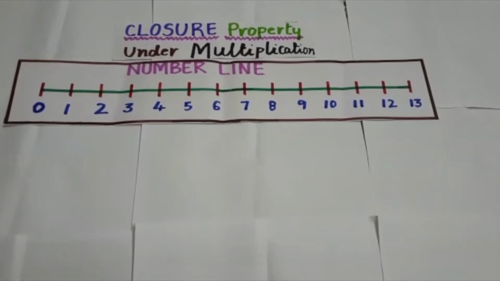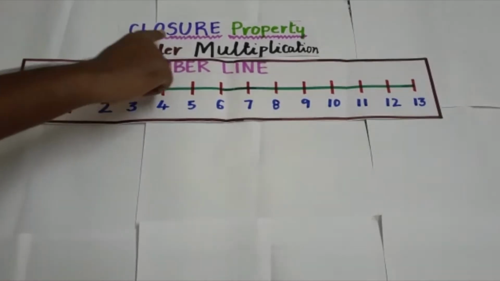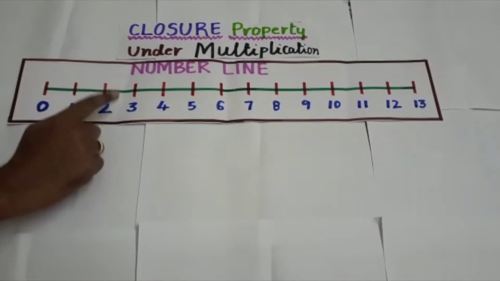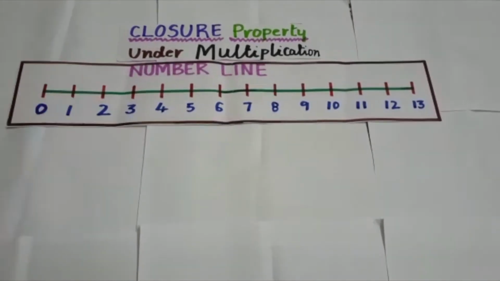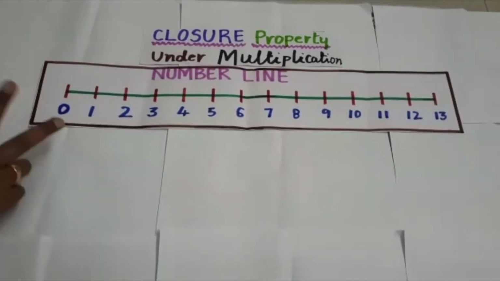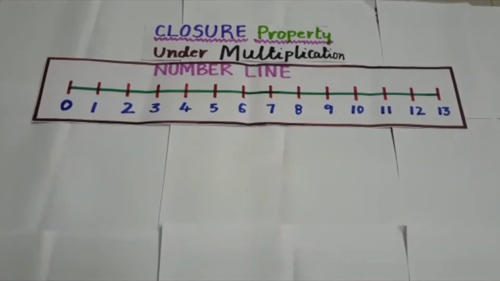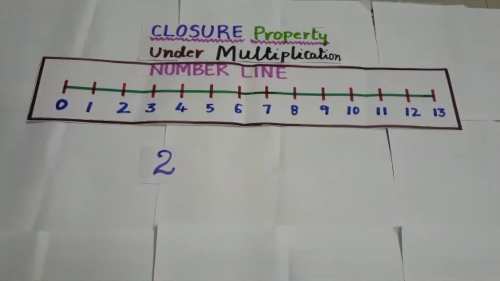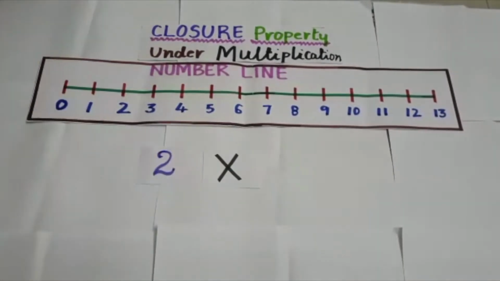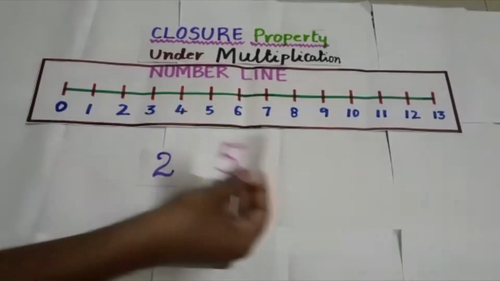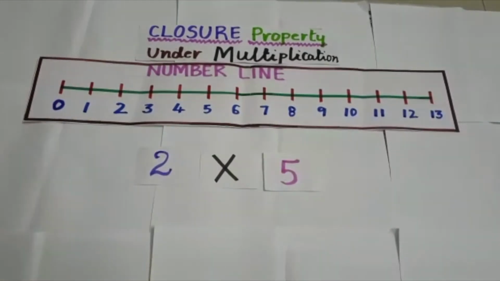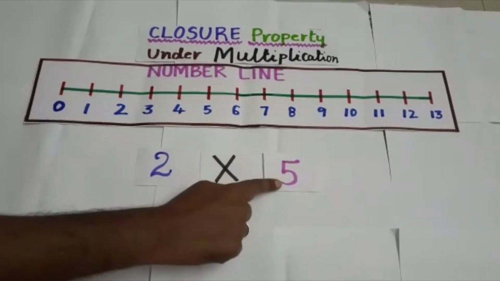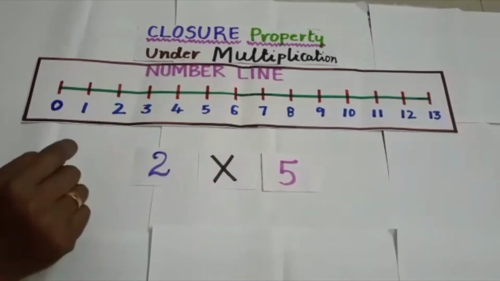Students, now we will perform an activity of closure property under multiplication. From this number line itself, we will perform an activity. Students, let us multiply two whole numbers, that is 2 into 5. So you can observe that 2 is a whole number which is present in the number line. 5 is also a whole number which is present in the number line.